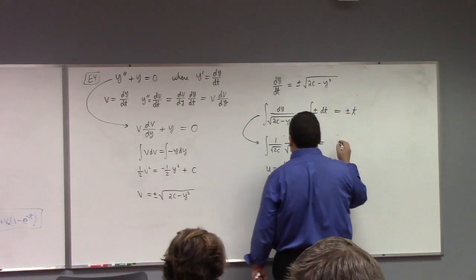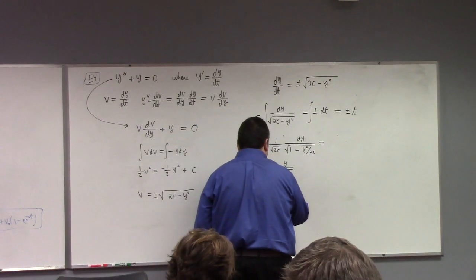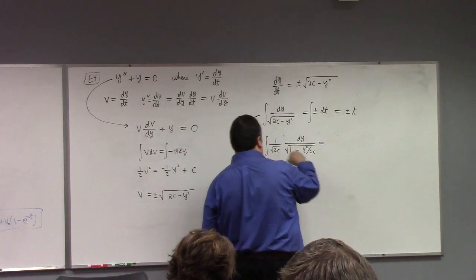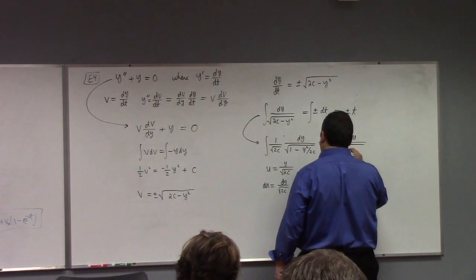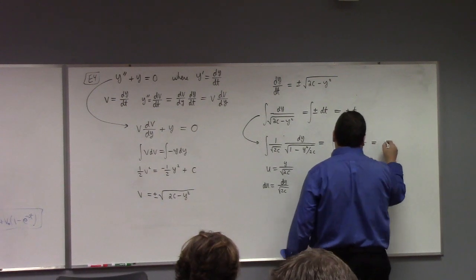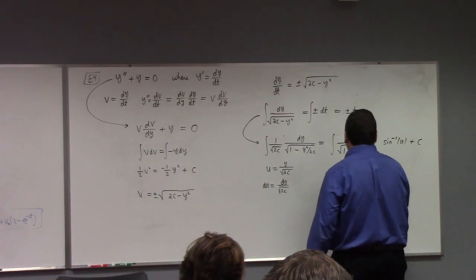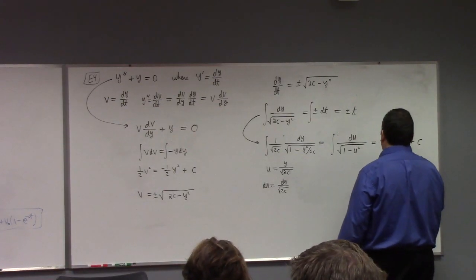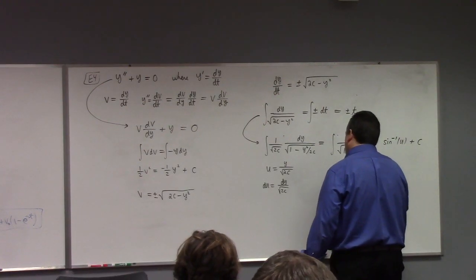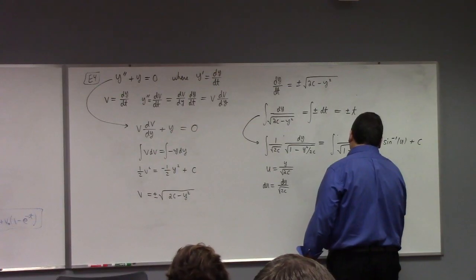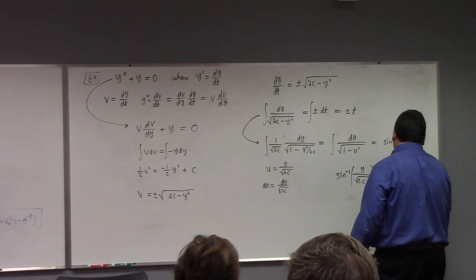And this becomes, du is 1 over square root of 2c dy, but I've already got that there. So this is the integral of du over the square root of 1 minus u squared, which, by the way, is inverse sine plus a constant. So lo and behold, we have inverse sine of y divided by the square root of 2c is equal to plus or minus t plus a constant.